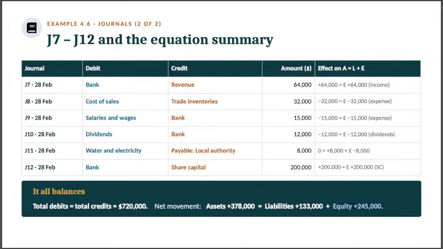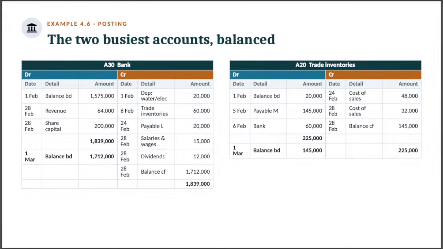So looking at it like this, the assets equals liabilities plus equity. And those liabilities, again, are the loans, the payables, things like that. And they landed up as assets. So we're not a charity organization. Everything has to go somewhere. So the two busiest accounts balance. We have bank account and the trade inventories. So we can see how this works.